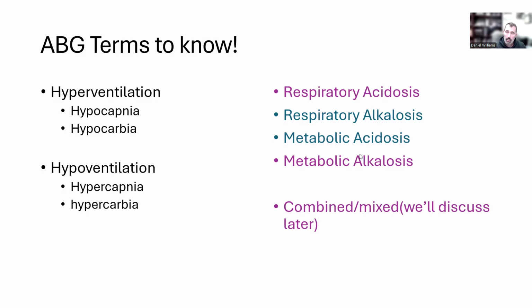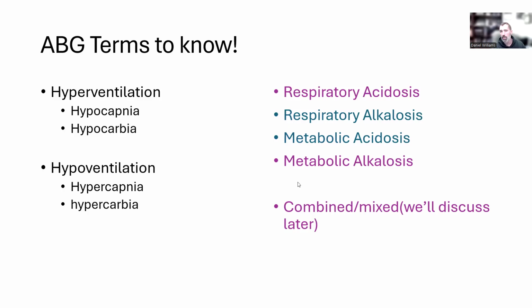We'll talk more about that in a moment, but the reason I color-coded these as such, because if you allow the body to compensate solely without any type of therapeutic intervention, if you have a respiratory acidosis, the body will try and fix itself with a metabolic alkalosis. On the flip end of that, if you have a respiratory alkalosis, the body will try to fix that with a metabolic acidosis. If the body presents with a metabolic alkalosis, it will try to fix itself with a respiratory acidosis. If the body presents with a metabolic acidosis, it will try to fix itself with a respiratory alkalosis.